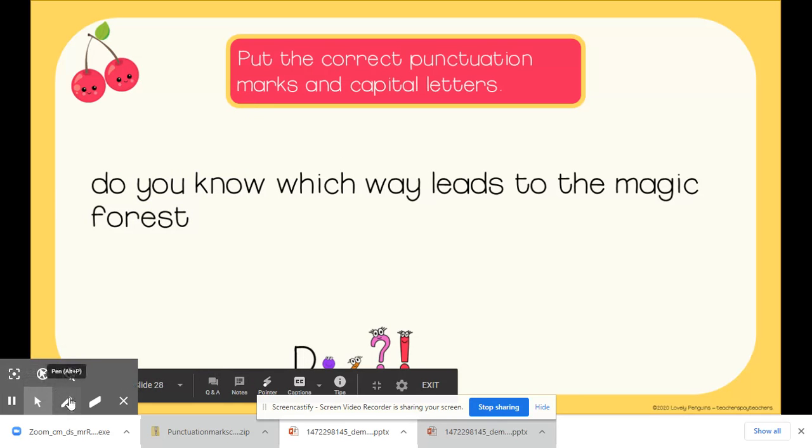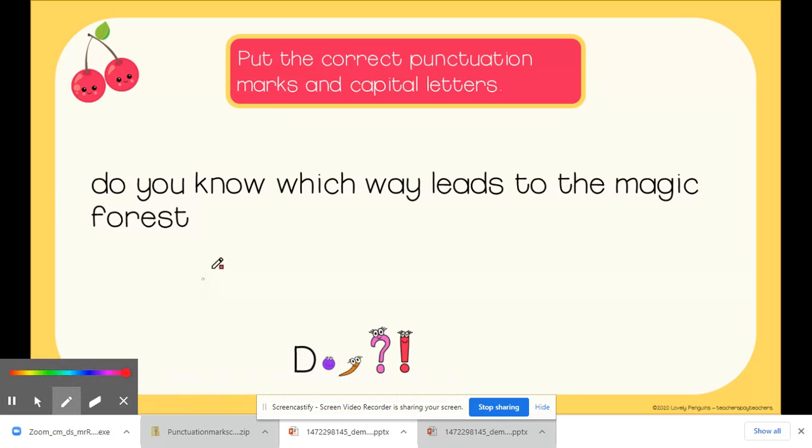All right, let's look at this sentence. Do you know which way leads to the magic forest? Well, we can see the very beginning of my sentence has a lowercase d, and I need to make it look like a capital D. So you can see that each letter has a lowercase and a capital, and we need to use the capital shape.